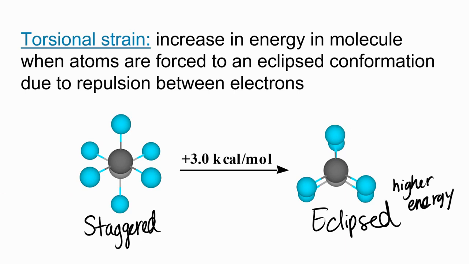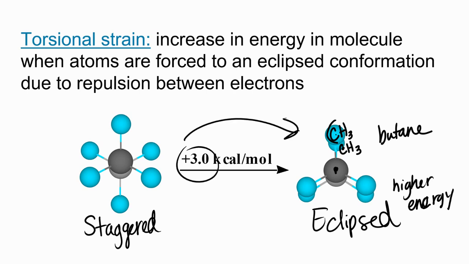If you put larger groups on the molecule, that makes the strain even worse. Let's say that this were a CH3 and it has another CH3 behind it. Well, that would be a 1, 2, 3, 4 carbon chain. Let's say it's butane. You're going to have even more overlap of electron clouds here, and there's an additional name for that. That name is steric strain. So putting larger and larger groups in that eclipsed conformation adds steric strain on top of torsional strain and makes that eclipsed conformation even less favorable for something like butane. You'd have to add in even more energy to go from staggered to eclipsed in the case of butane.